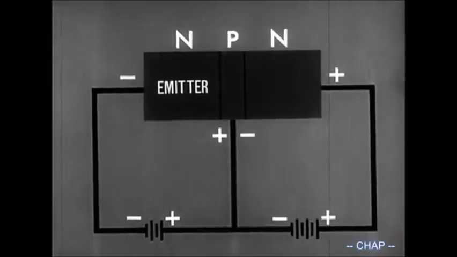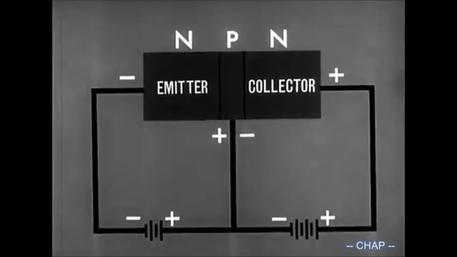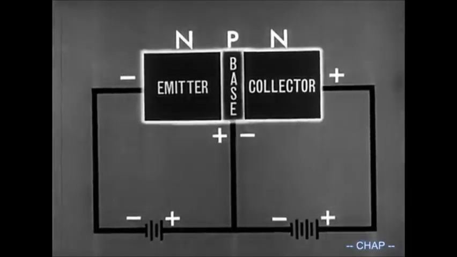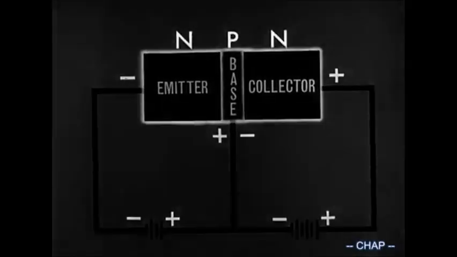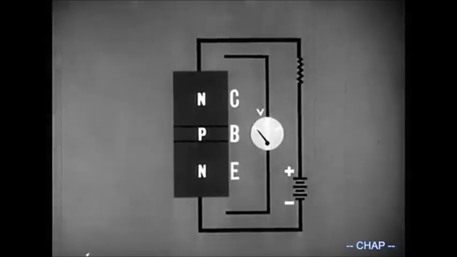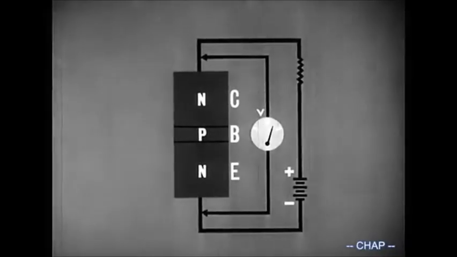The reverse biased N region is called the collector. The P region is called the base. Emitter, base, and collector. These are the three basic sections of the transistor. In many respects, the transistor is like a variable resistor. In this circuit, the transistor offers maximum resistance to current flow, and there would be a large voltage across the transistor.